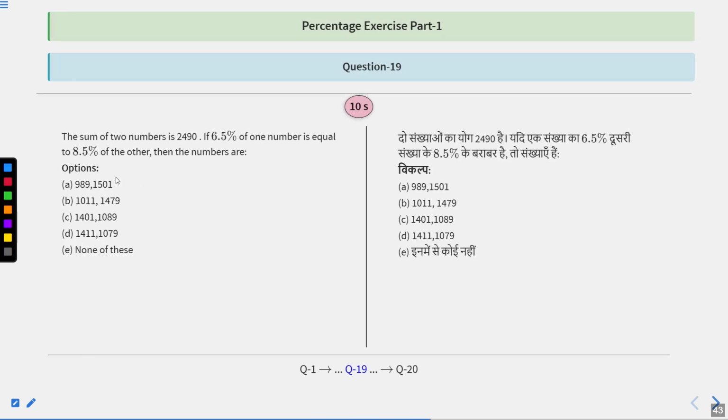The sum of two numbers is 2490. If 6.5% of one number is equal to 8.5% of the other, then the numbers are. Okay, you have 5 options. You have 10 seconds to solve this question. Your time starts now. Now time's up. Let's see the solution.